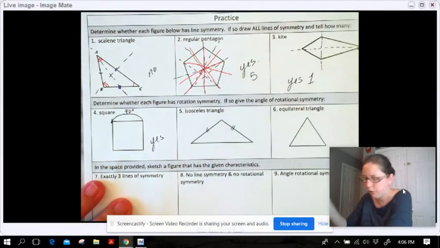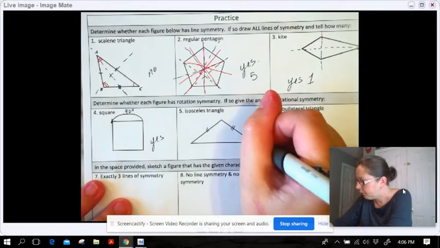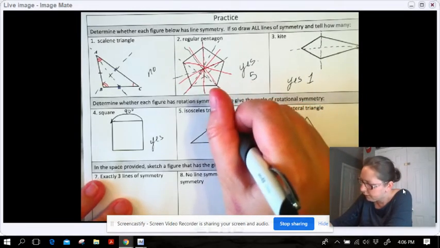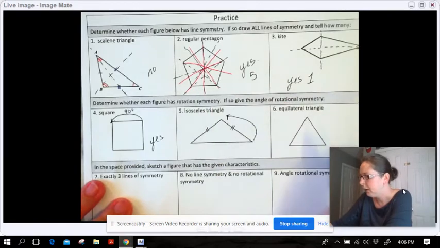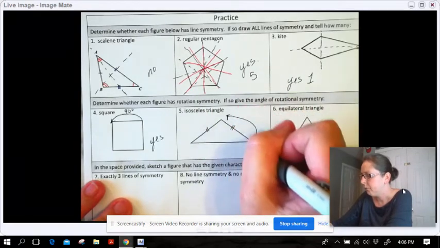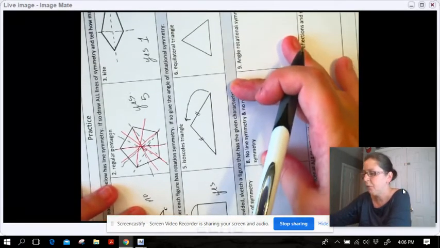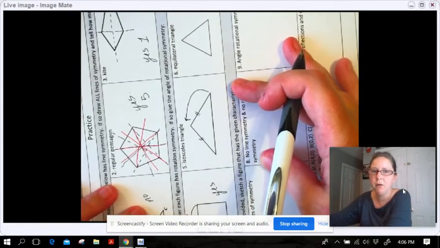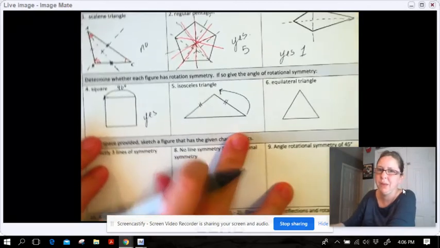I have an isosceles triangle. So that means that these 2 sides are the same. If I were to attempt to rotate this to here, it would totally change the way that my figure looks. Look at that. It wouldn't look the same anymore at all. So this is going to be a no.